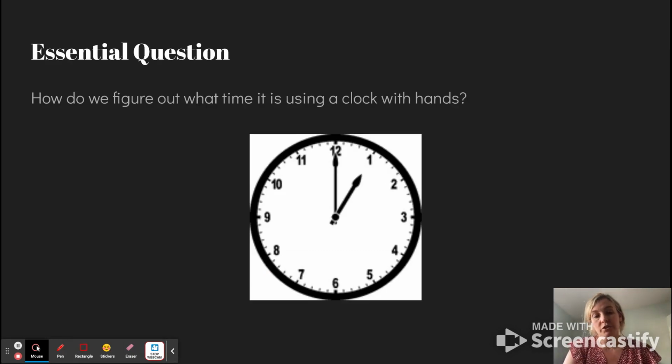Our essential question for this lesson is, how do we figure out what time it is using a clock with hands?